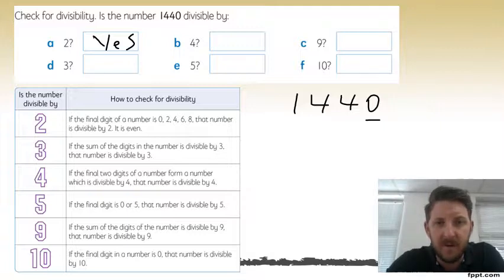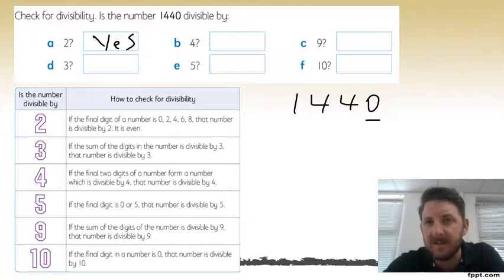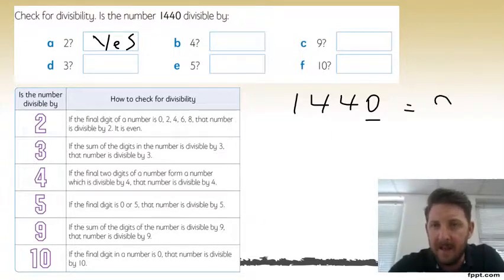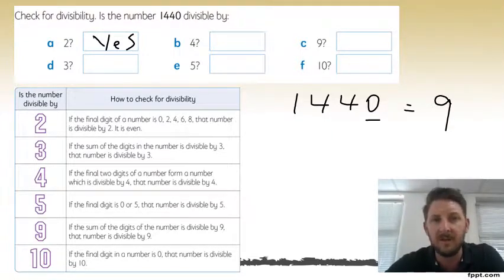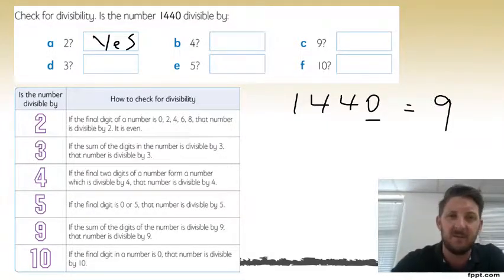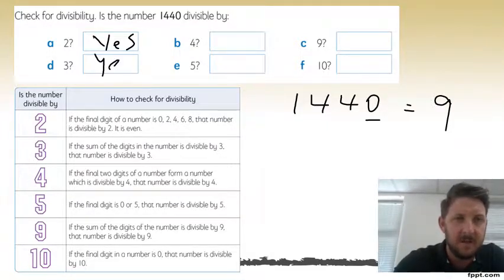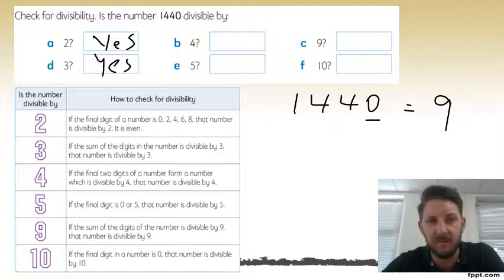If I go to my 3's now, I know with my 3 times tables, 3 divisibilities, I'm going to add up all the digits. Let's add them up. 1 plus 4 is 5, plus 4 is 9, plus 0 is 9, so they add up to 9. Does 3 fit into 9? Yes, it does, 3 times. So we can then say it's divisible by 3.